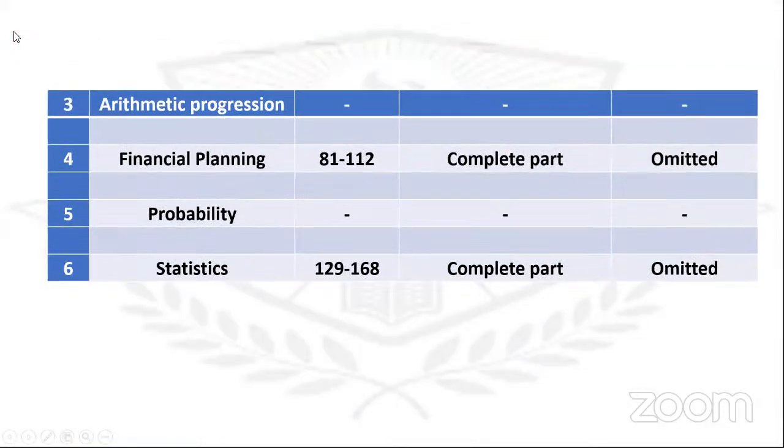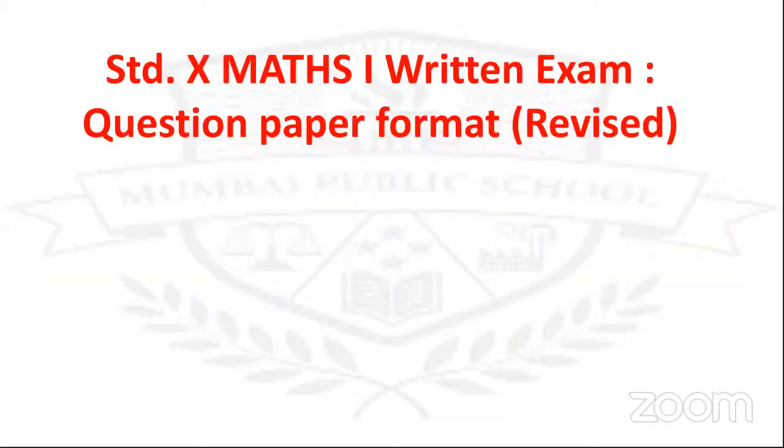You don't have financial planning and statistics. Understand, so you've got only 4 chapters: linear equation in two variables, quadratic equations, arithmetic progression, and probability. Only 4 chapters you've got for your annual exams. Now check the very important part: Standard 10th Mathematics 1 written exam question paper format.